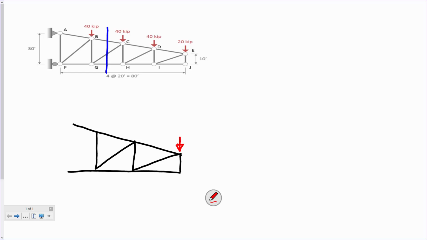So this is 20 kips, 40 kips, 40 kips, right? Can everybody read that? Is that coming out clear? Okay, good. This is my first time using this. Forgot a little diagonal right there.